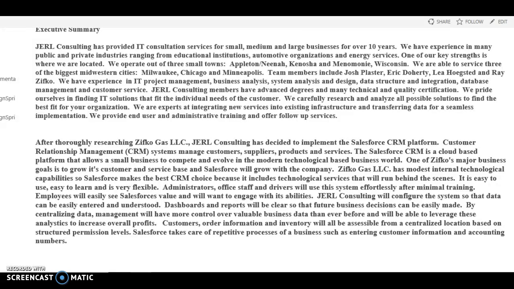It is determined that they need a CRM, which is a customer relationship management system, which will help them manage customers, products, services, and possibly suppliers. The cloud-based Salesforce CRM is a platform that will allow a small business to compete and grow in a modern technological-based business environment. This strong executive summary will brand our company and command attention from Zifco Gas and from other prospective businesses.